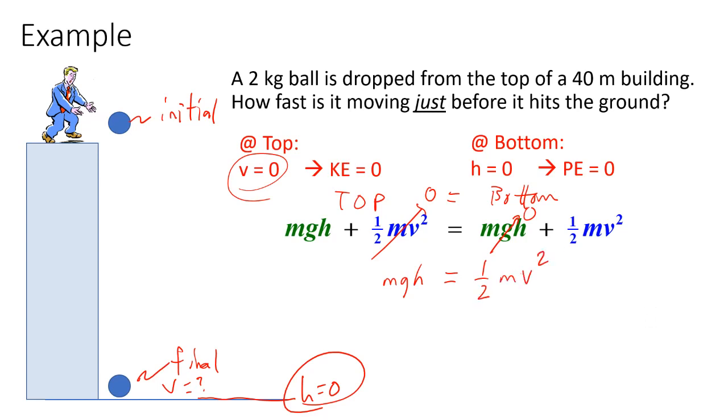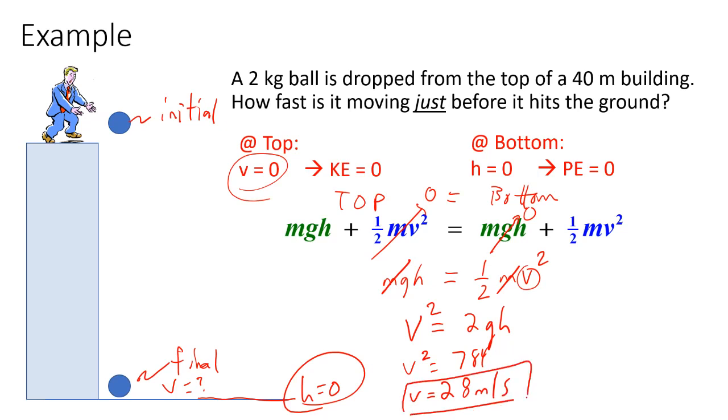Before we start plugging and chugging numbers, I'm going to cancel out my mass, because mass is on both sides. We can cancel that letter out. If we plug and chug, we'll find that v squared is equal to 2gh. Plugging in, we get v squared is equal to 784. If we take the square root of both sides, we'll find that our velocity at the bottom, just before it hits the ground, will be 28 meters per second.